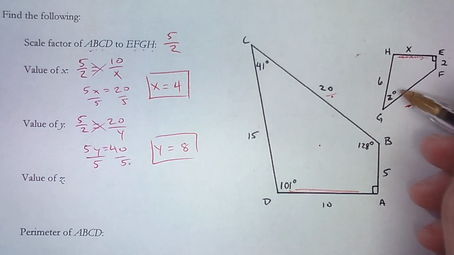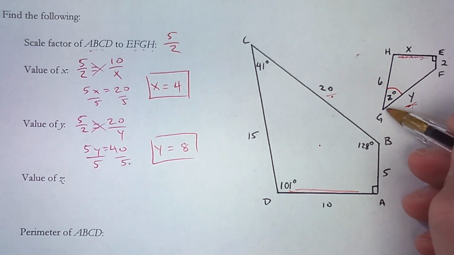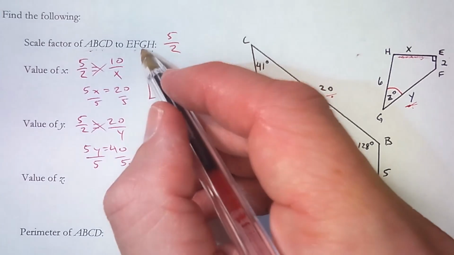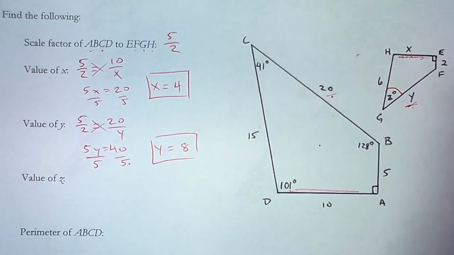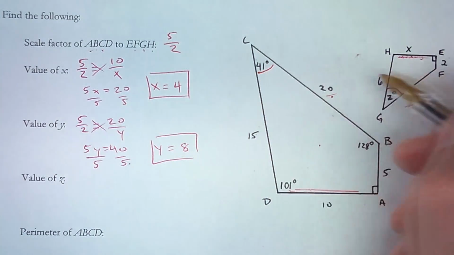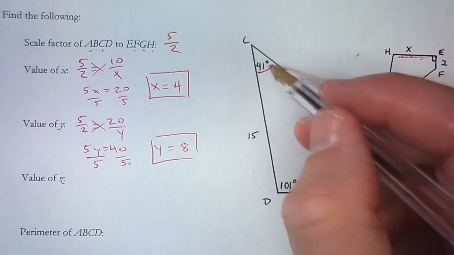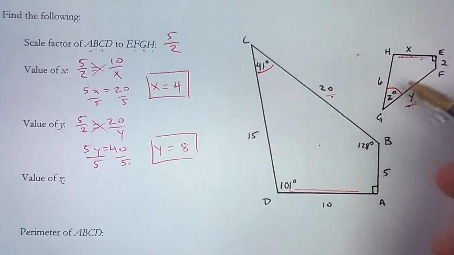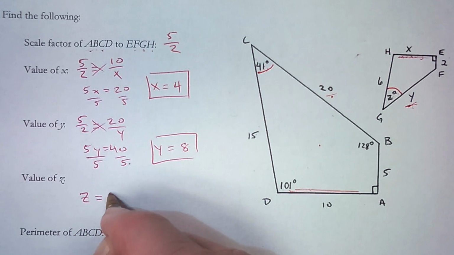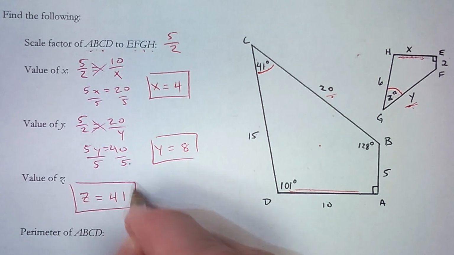Okay, the value of z. Z is an angle measure right here in angle G. Angle G corresponds with angle C. So these two angle measures are the same. In similar figures, the sides are proportional, but the angles are exactly the same measures. So Z is 41.